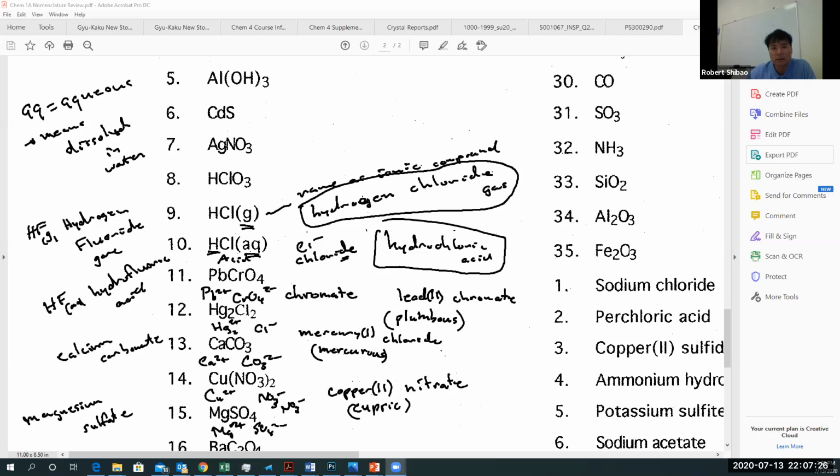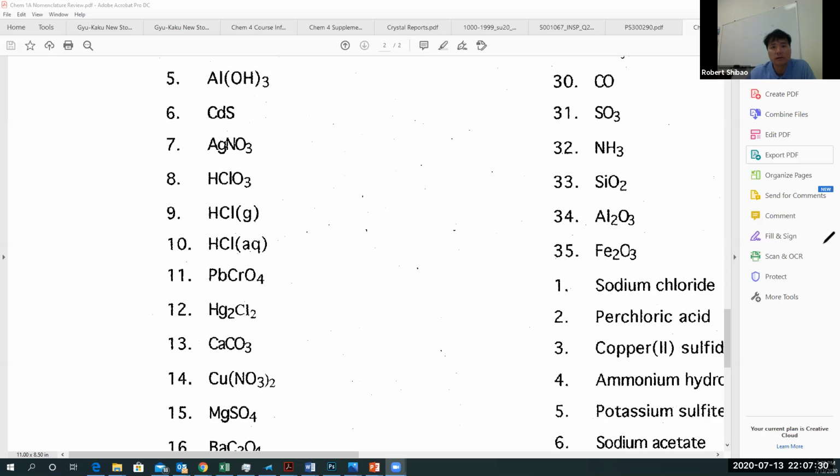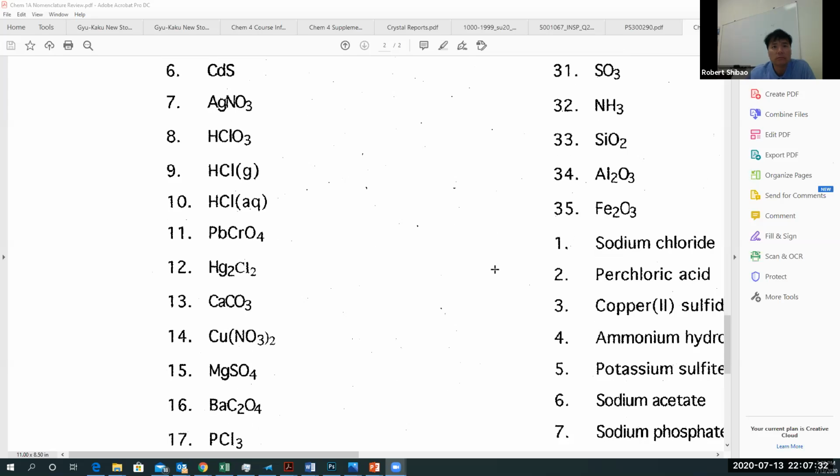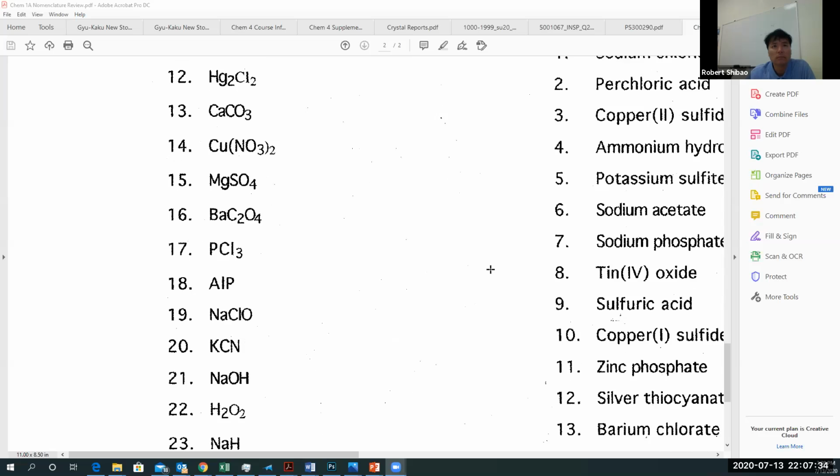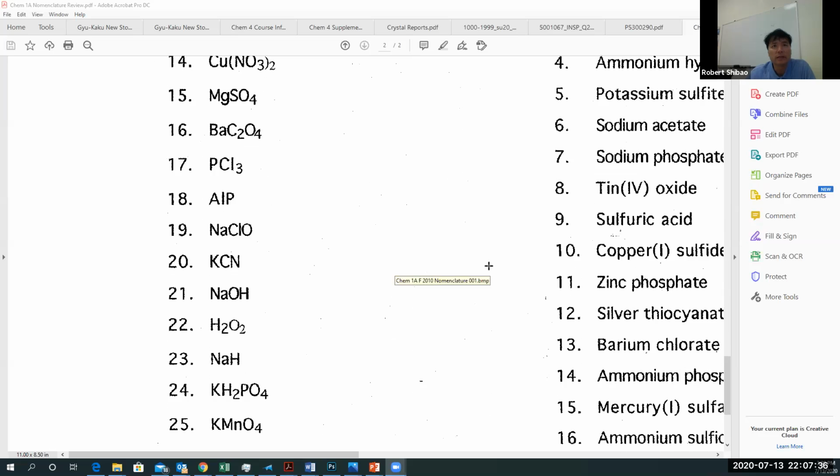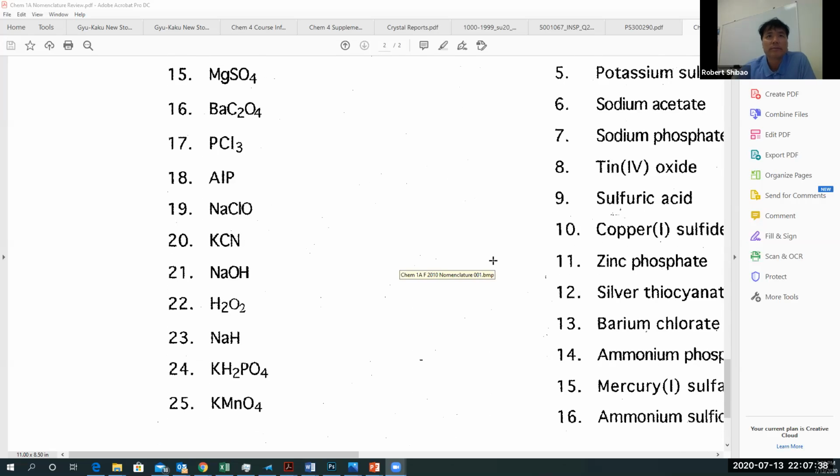Let's continue on here. Clear the drawings. Go on to number 16. Barium's in the same family as magnesium. It's fixed charge, +2. So this is Ba2+. C2O4, this has got to be 2 minus. And what's this called? C2O4 2 minus called?